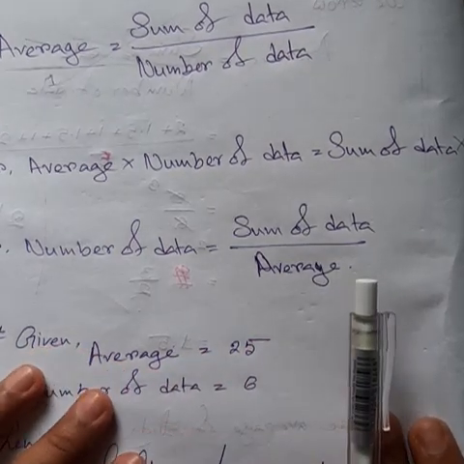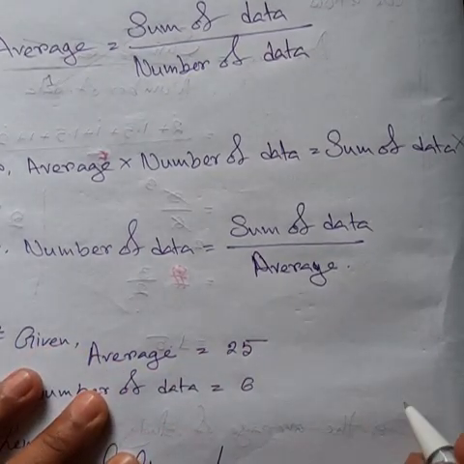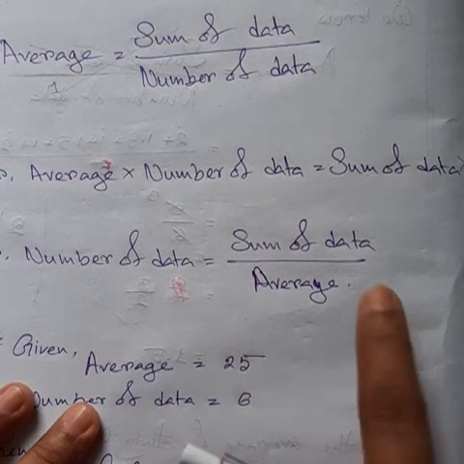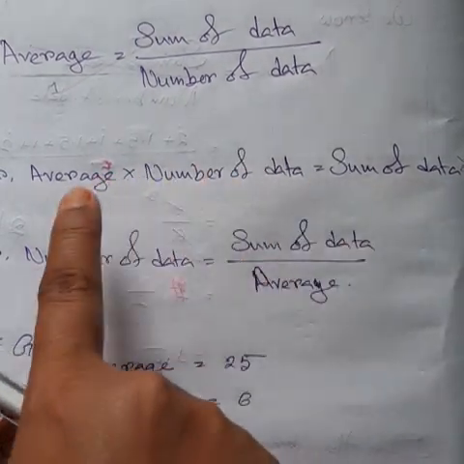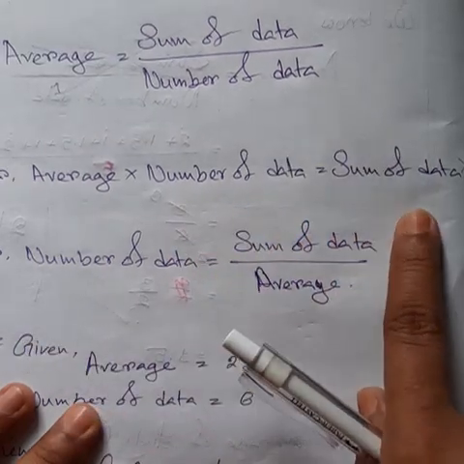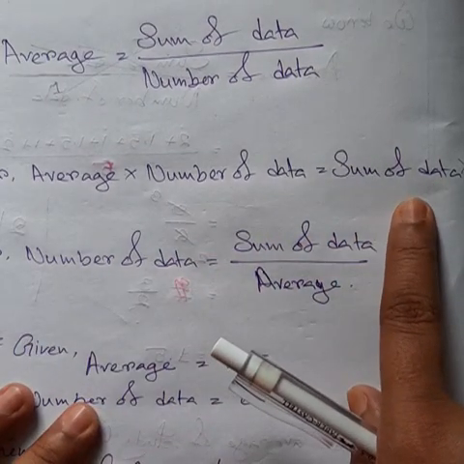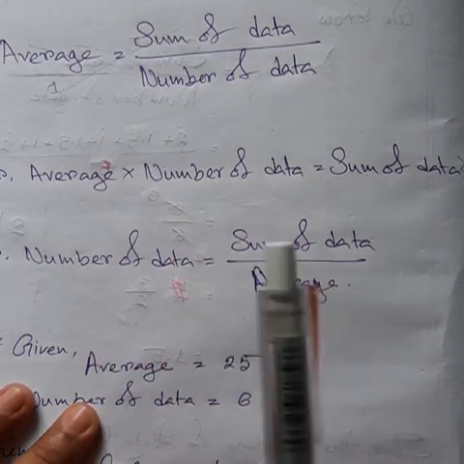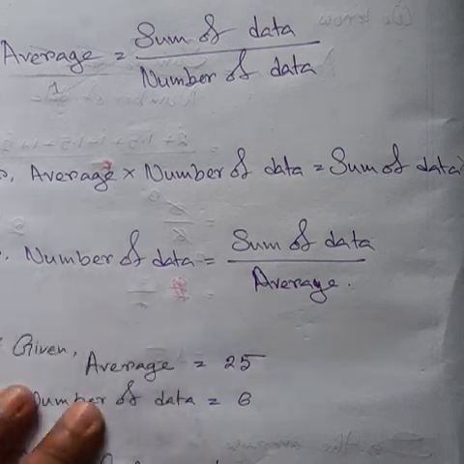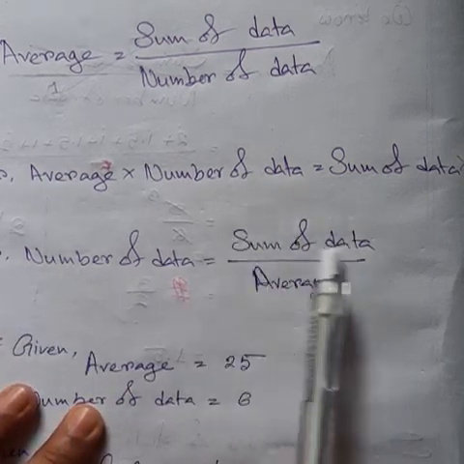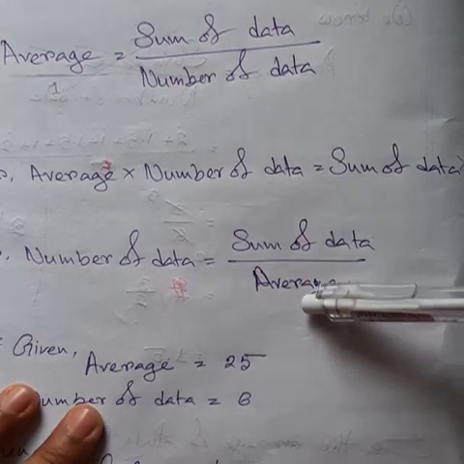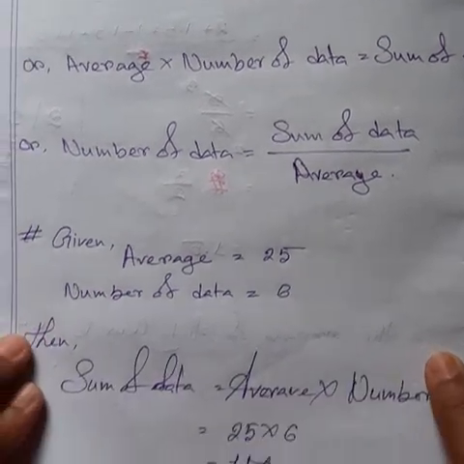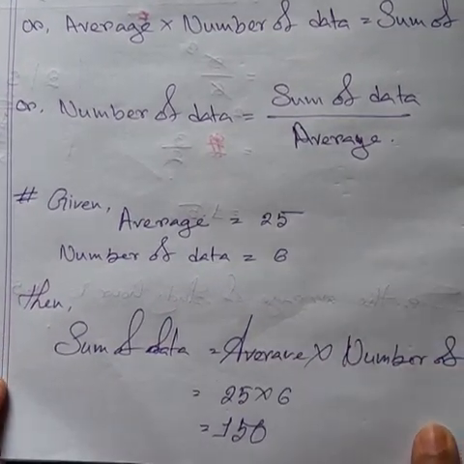So how many formulae are we getting? First of all is average equal to sum of data divided by number of data. Then we get sum of data is equal to average into number of data. If anyone asks you to find out the sum of data and they give you average and number of data, you can find it very easily. Now the last one is number of data is equal to sum of data divided by average. If they give you both of them and ask you to find this one, you can easily find it out. Now let's do a small math.